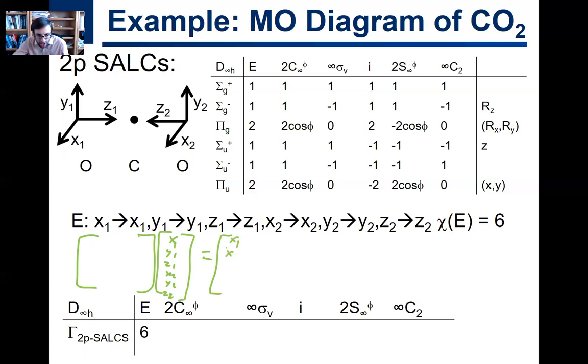x1 goes to x1, y1 goes to y1, z1 to z1, x2, etc. None of them change. And so we know the matrix here is going to be the identity matrix. Hopefully by now you're very good at this. If you can't do this at this point, you need to talk to me, right?